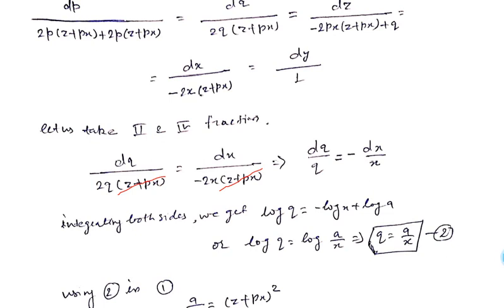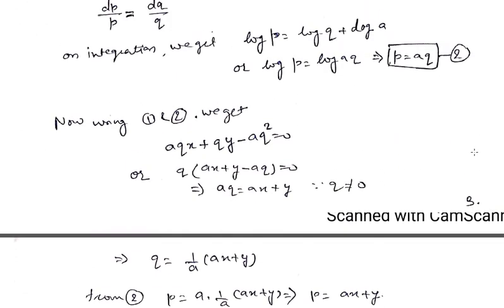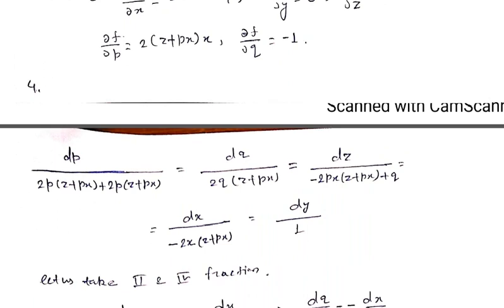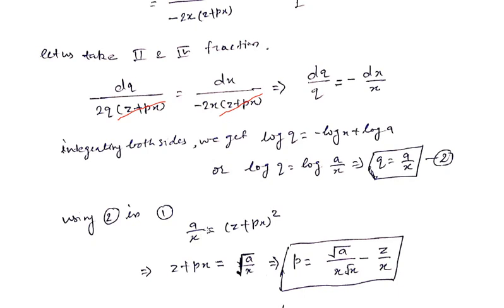Now here we get the value of a. In the previous example, we got a relation between p and q, then we put the value of p in the given equation and get the value of q, and after that get the value of p. But in this problem we have already got the value of q. Now we only have to find the value of p. So put this value of q in the given equation f. We get q, a upon x, equals (z plus px) whole square. When we solve it, we get p equals root a upon x raised to power 3 by 2 minus z upon x.